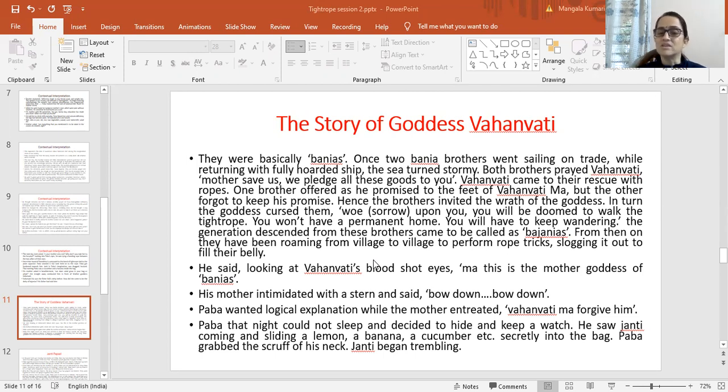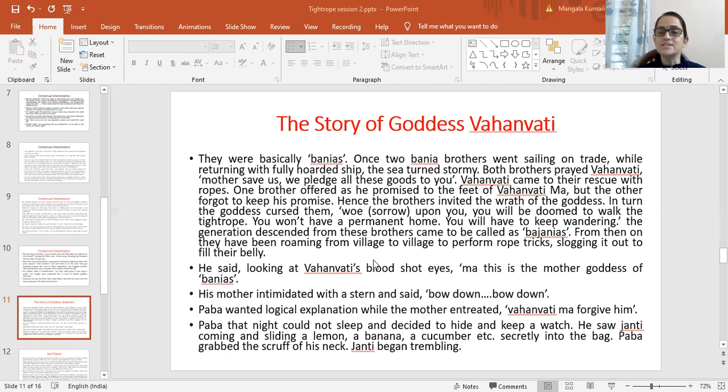Okay, how? What is the curse? Woe upon you. Woe means W-O-E. Woe means sorrow. Okay, sorrow upon you. Woe upon you. You will be doomed to walk the tightrope. You won't have a permanent home. You will have to keep wandering. So this was the curse by Vahanvati.